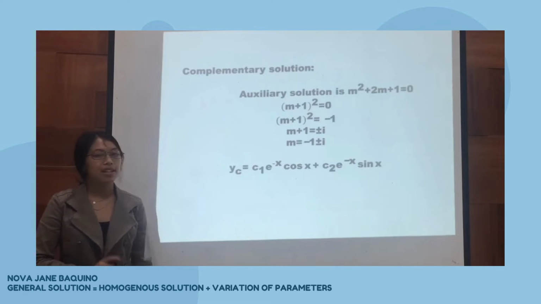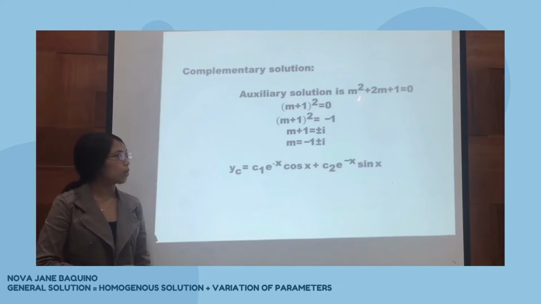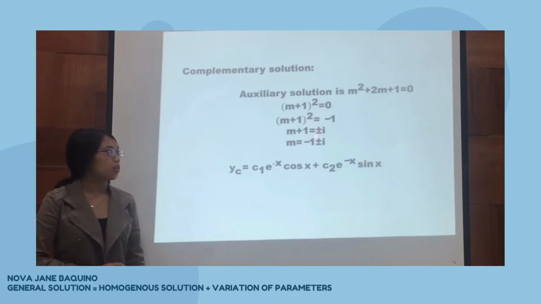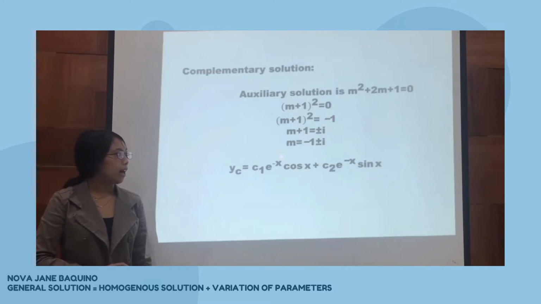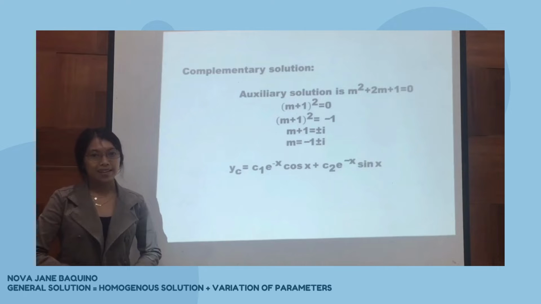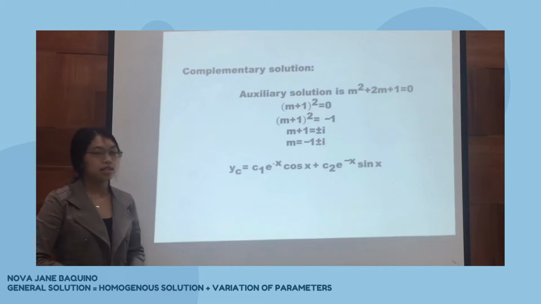So we have the auxiliary equation, which is m squared plus 2m plus 1 is equal to 0. The quantity of m plus 1 squared is equal to 0, and the quantity of m plus 1 squared is equal to negative 1, and m plus 1 is equal to positive or negative i, and m is equal to negative 1, positive or negative i. So we have the complementary solution, which is y sub c is equal to c sub 1 e to the negative x cosine x plus c sub 2 e to the negative x sine x.